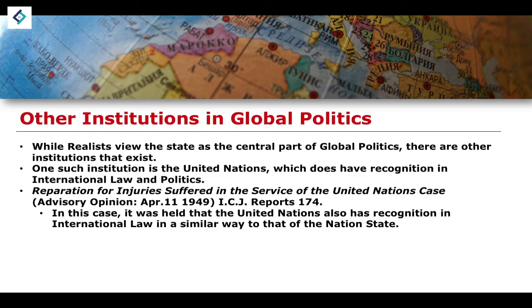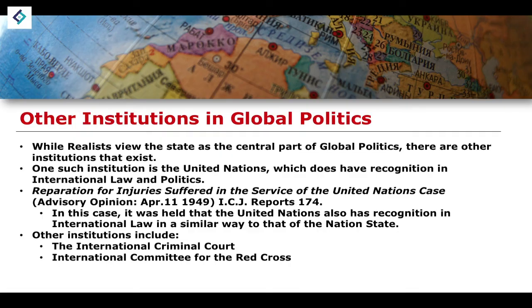Now, of course, there are differences between the concept of an international institution and a nation state, because these are obviously different things, but there are still different types of recognition that exist within global politics, and the United Nations is one such institution that has global recognition. There are obviously other institutions that we can think of as well. So, for example, the International Criminal Court is an example of an institution that is given global recognition. Of course, we have the International Committee of the Red Cross and Red Crescent. Now, this is actually an international organization that was founded before the United Nations, which is quite interesting.